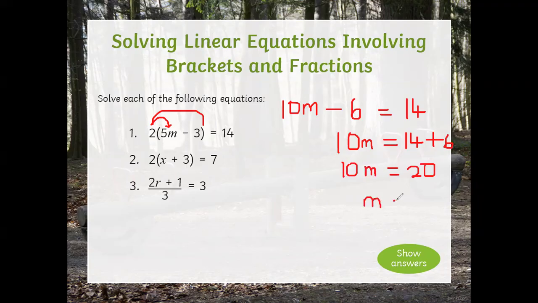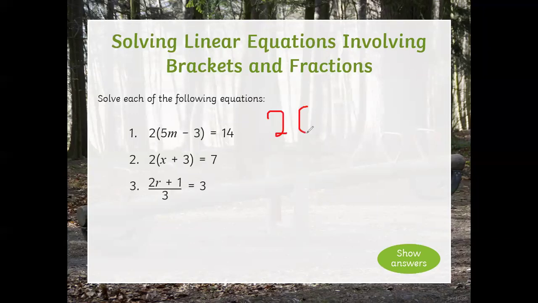Then m will be divide by 10 on the left and divide by 10 on the right. So 20 divided by 10, it's 2. That's it. You can start doing it mentally. Okay, first you write it down, left, right, left, right. But it will come to a time when you can actually do it mentally.